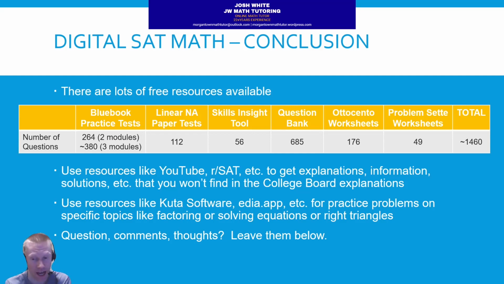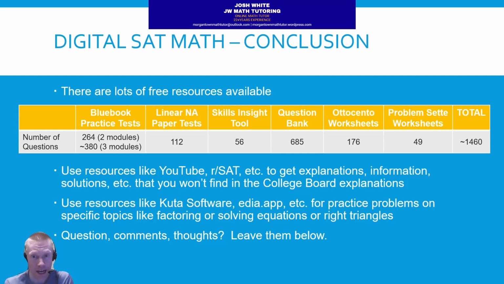The reason it's not just adding an extra 22 questions times the 6 tests is because there is some overlap. In other words, on most of the tests, there are somewhere in the ballpark of 2 or maybe 3 questions that are on both the easy and the hard second module. Then, if you add in the linear non-adaptive paper tests, there are 112 total unique questions among all 6 of those. The Skills Insight tool, as I mentioned, has 56 total problems across all 4 domains.